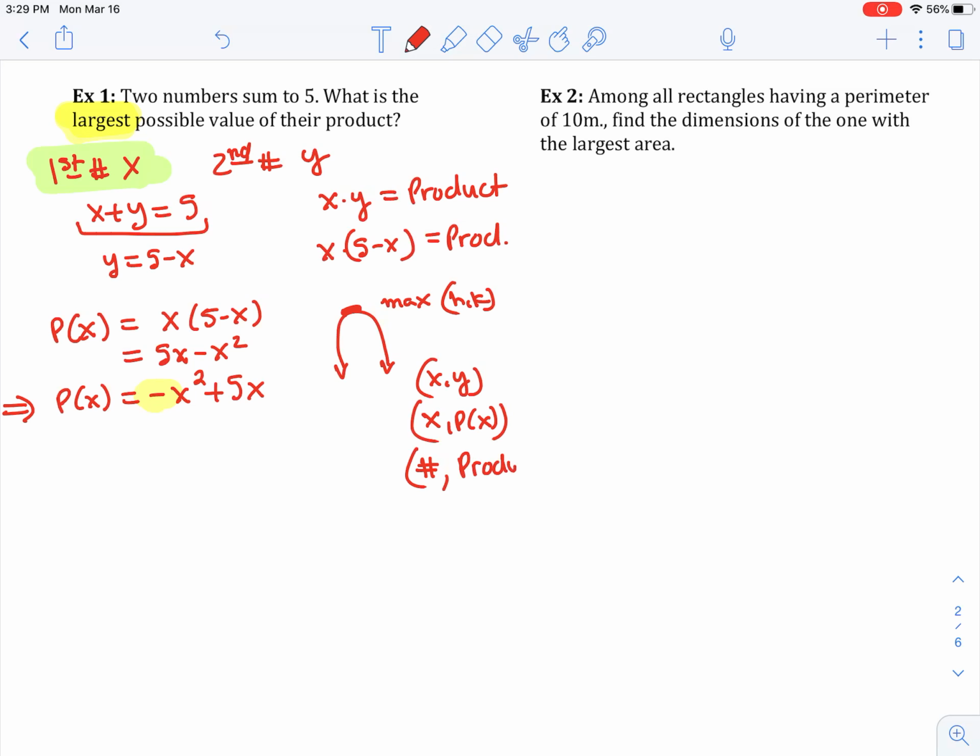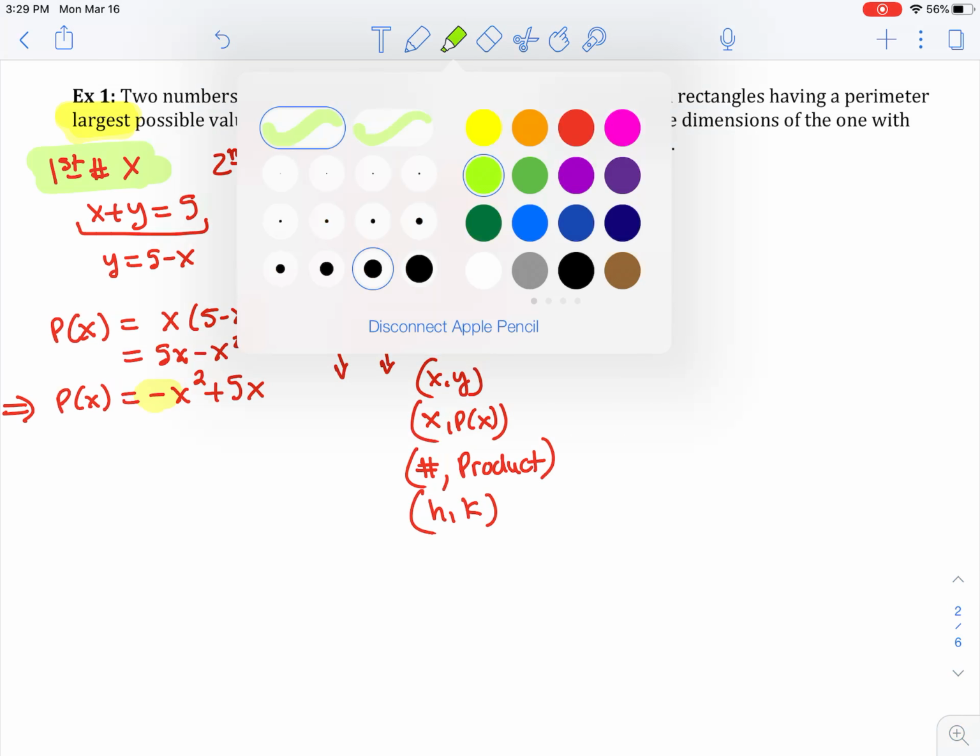Well, what does p of x stand for? p of x stands for our product. So all of the points on our graph, you plug in a number, you get out a product. You plug in a different number, you're going to get out a different product. So every time we plug in a number, we're getting out a product. Well, h, k is just another point on our graph. It just happens to be the highest point on our graph. It's the vertex point on our graph.